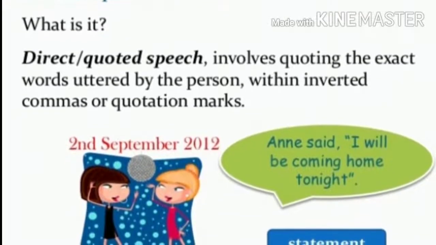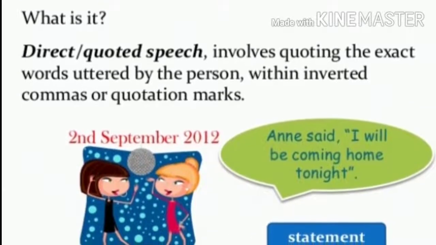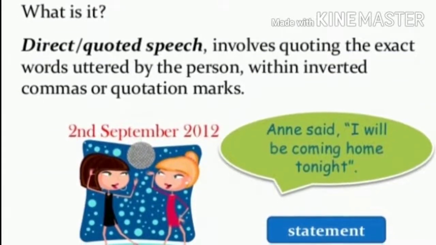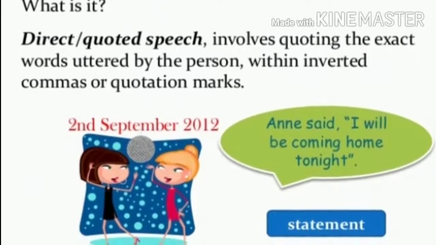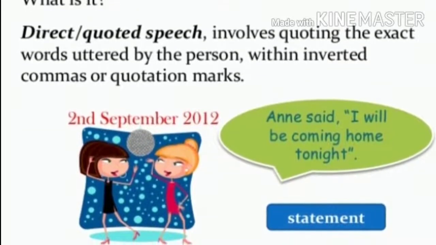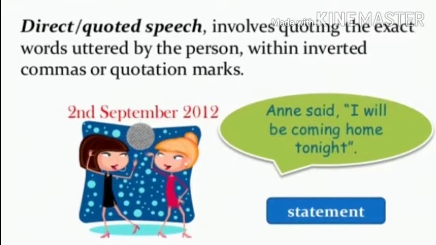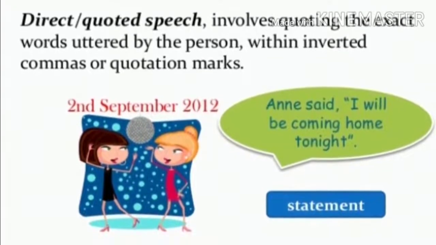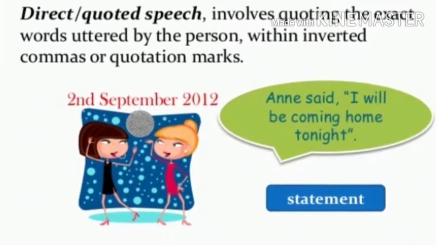See this example, it's written: Annie said, "I will be coming home tonight." You can see here there is a comma and then inverted commas are also used. This is in the inverted commas, right? So this is called your direct speech, that you also say quoted speech. This is a statement.